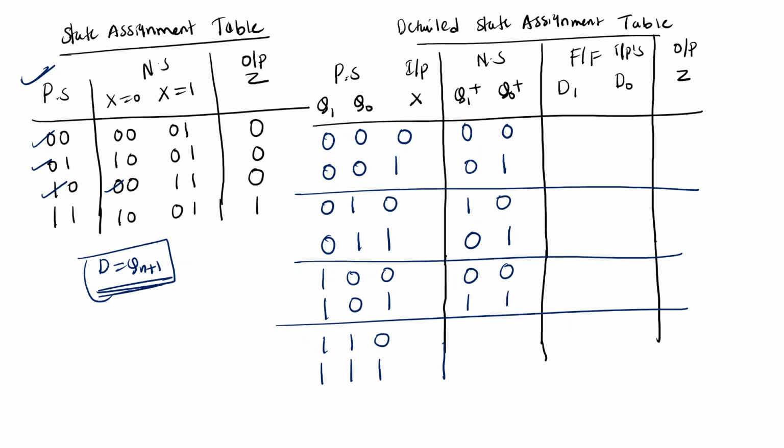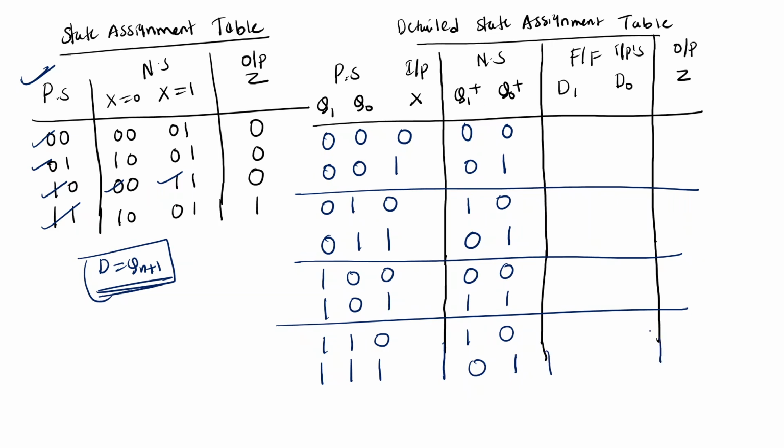Present state is 1, 0, x equal to 1. What is the next state? 1, 1. Okay. Present state is 1, 1 and x equal to 0. What is the next state? 1, 0. Okay. And the present state is 1, 1 and x equal to 1. What is the next state? 0, 1. Okay.